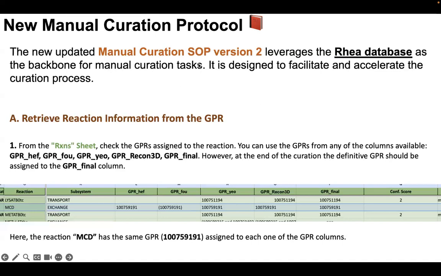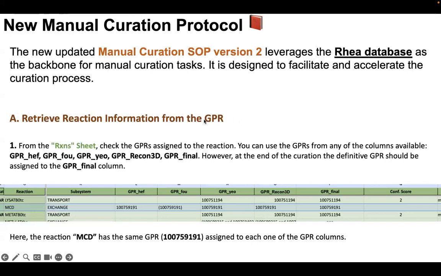So basically, the entire curation protocol, version 2, goes around this database called RIA, and this is the backbone of the curation. And of course, the idea of this, as we did with the pre-check tag, is to facilitate and accelerate the curation process. So we're going to go through the different steps of this curation one by one.